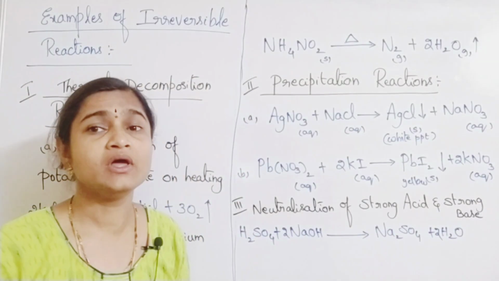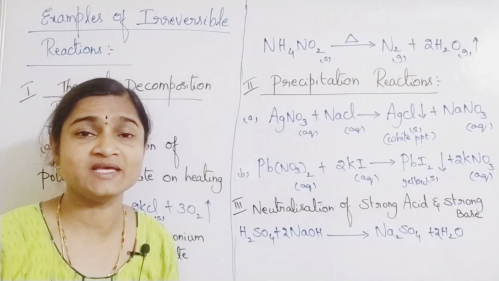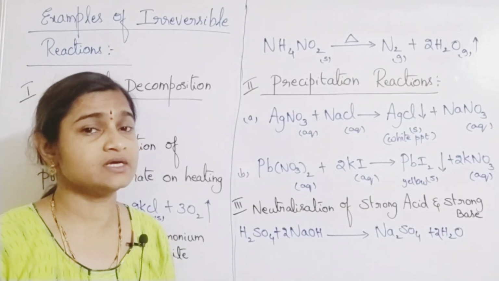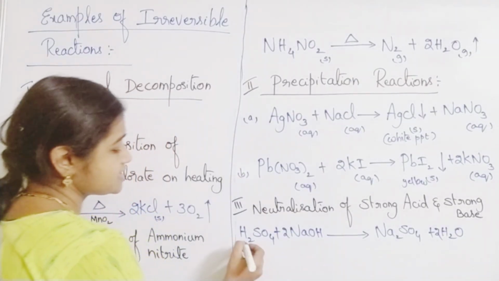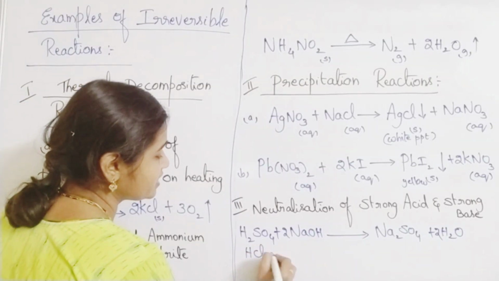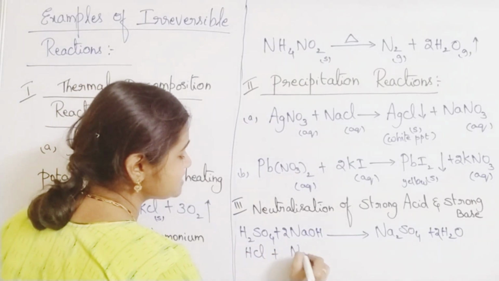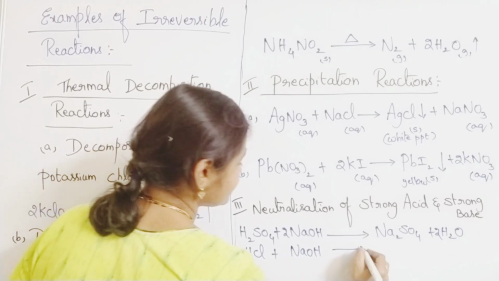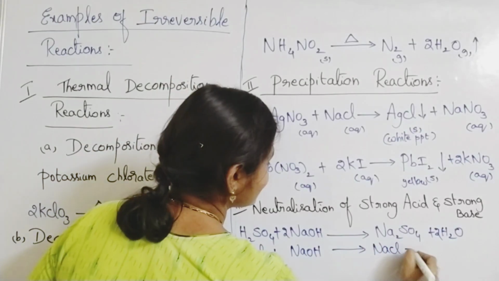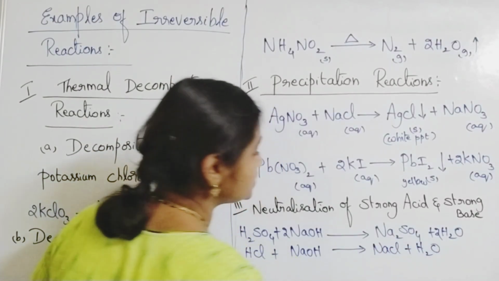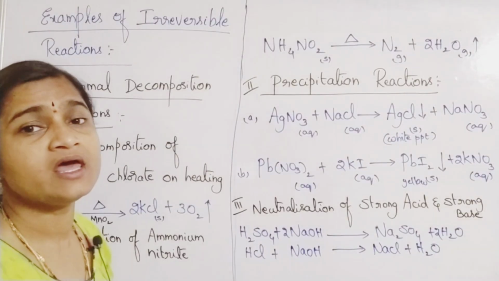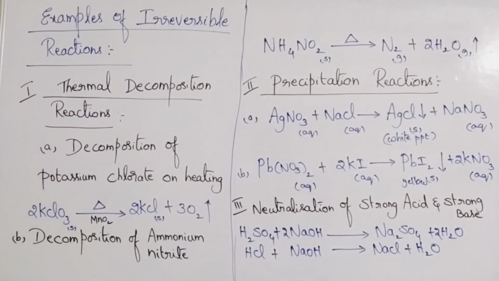Neutralization means, you all know, the reactions in which acid and base react with each other to form salt and water. Such reactions are called neutralization reactions. HCl plus NaOH also you can take. It gives rise to NaCl plus H2O. These are highly exothermic reactions but cannot be reversible. So neutralization of strong acid and strong base is also an example of what? Irreversible reactions.